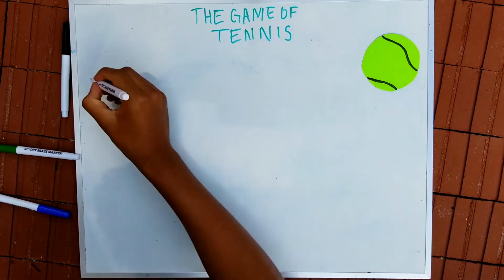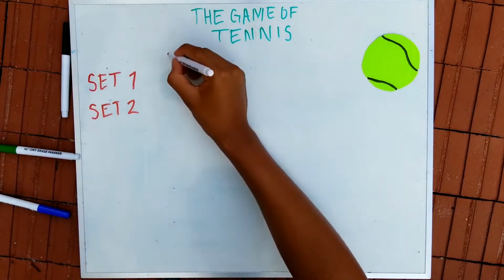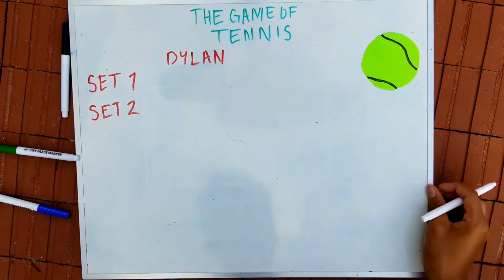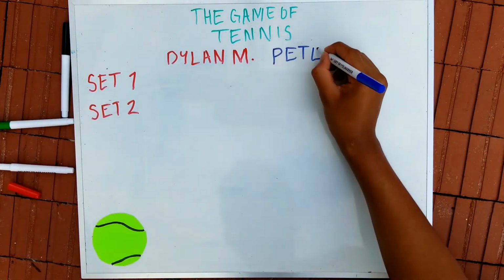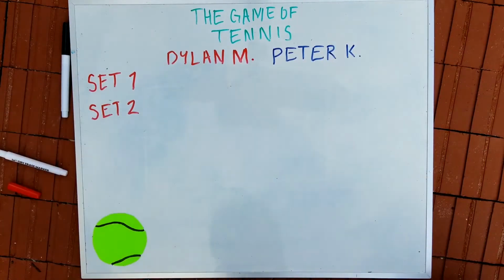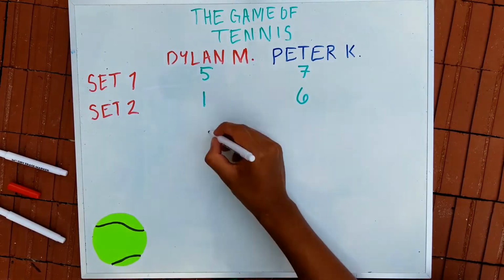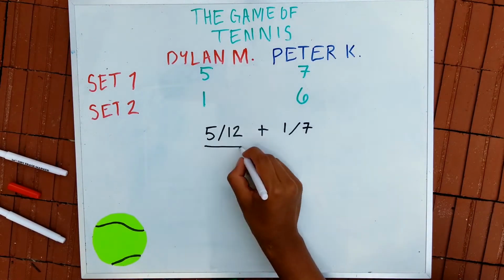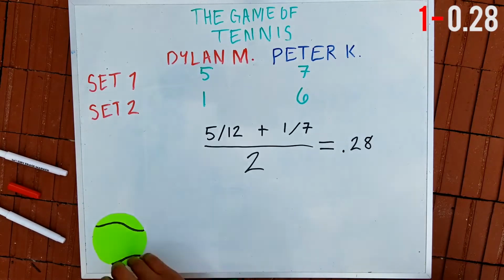And the data we're going to be analyzing today is 4 matches between me and Wasco's number 1, Peter Kitch. And we're going to be using just the games won per set 1 and 2. And we're going to find the probability of me winning a game for that specific match, for all 4 matches.